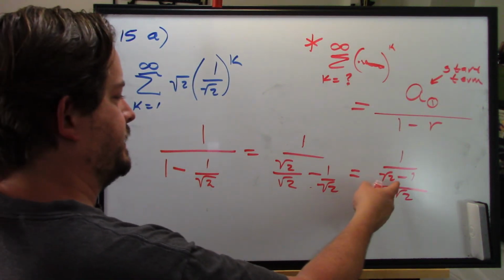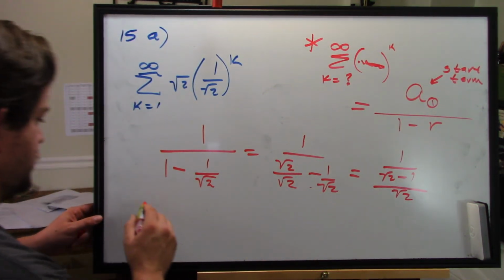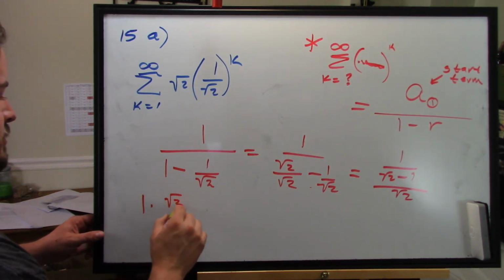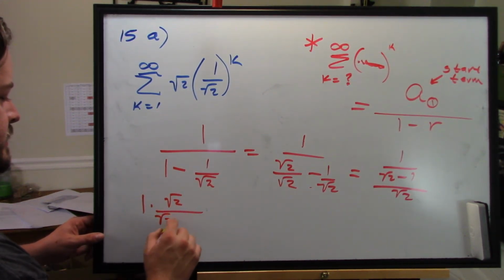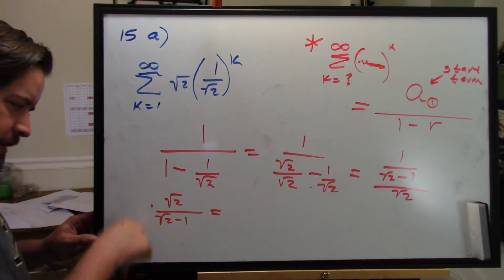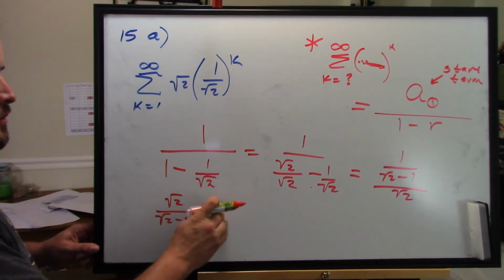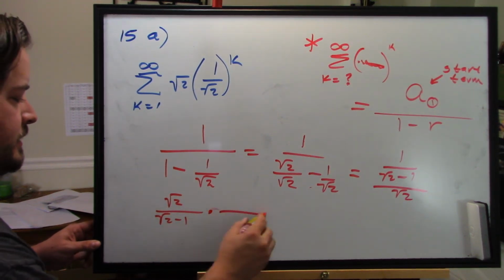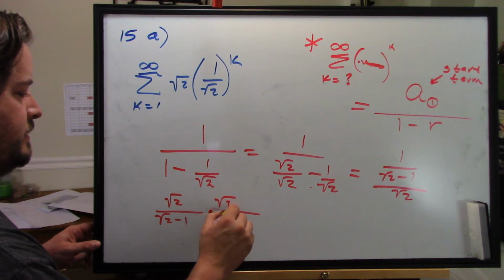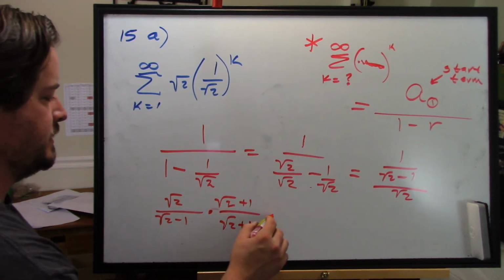And I can now flip this. So this is 1, my numerator, multiplied by the denominator flipped upside down, which is root 2 over root 2 minus 1, which is just root 2 over root 2 minus 1. I don't need that 1 anymore. And if I rationalize the denominator now, I have root 2 plus 1 multiplied to both of these.